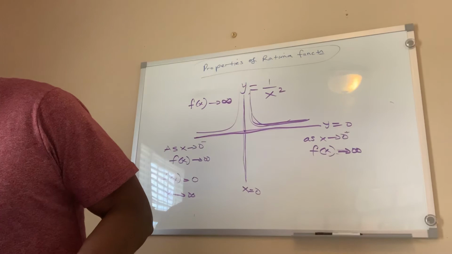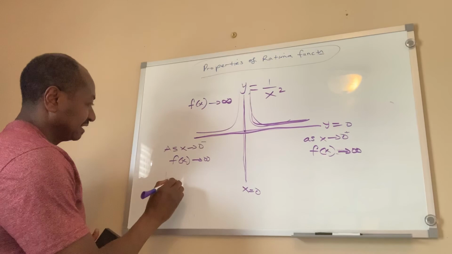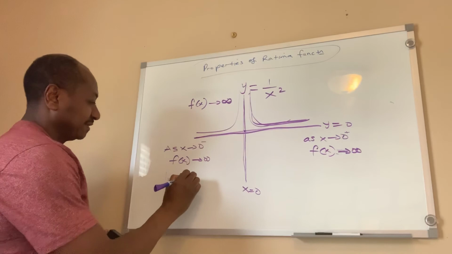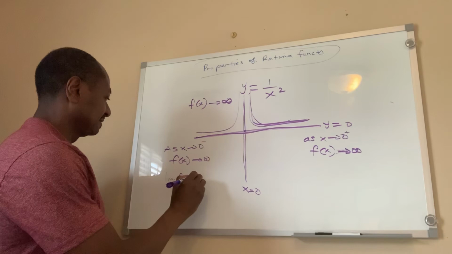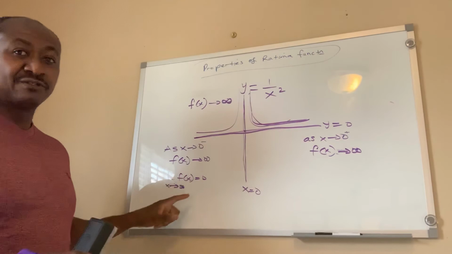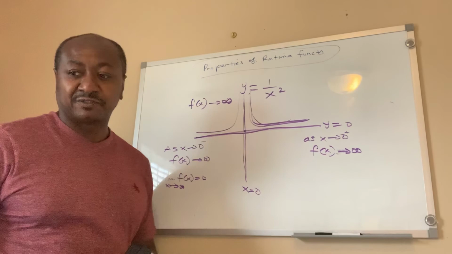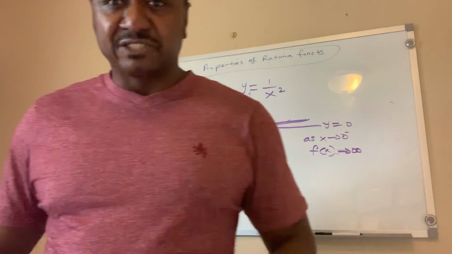This can be written as the limit as x approaches zero of f of x equals infinity, and the limit as x approaches positive infinity of f of x equals 0. The limit as f of x approaches 0, x approaches infinity. So you'll be seeing that. I'll leave that for you to go and read in your notes or in your book, because I want to make this video really short for the things that you really need to know.